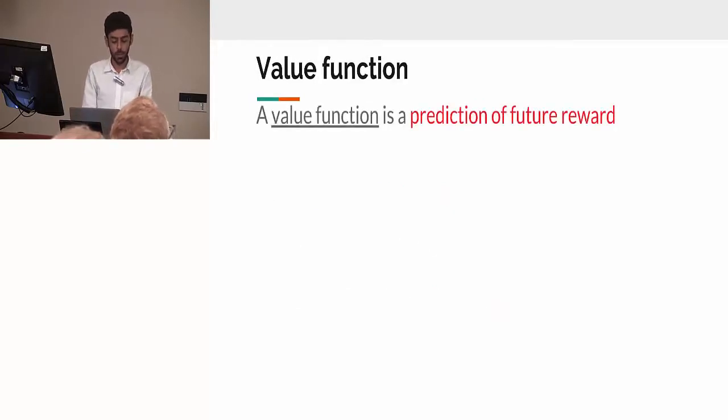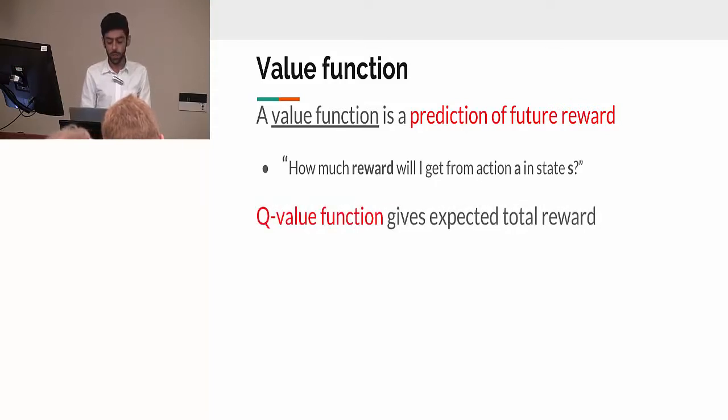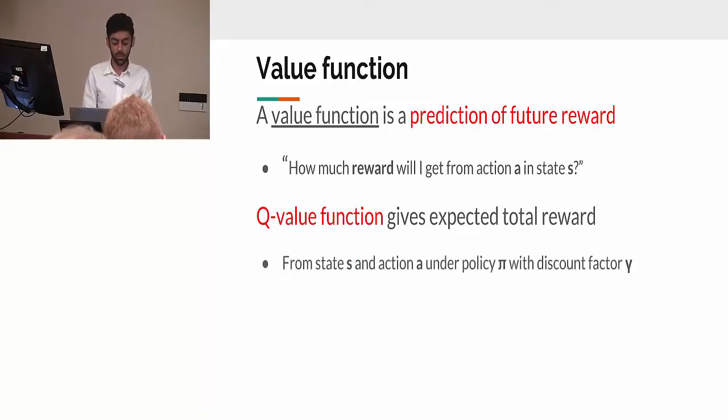Value function. Value function is basically the prediction of future rewards, which means how much reward the agent will get from action A at a given state S. Q value is one of the widely used value functions, which gives the expected total discounted rewards till the end of the episode.